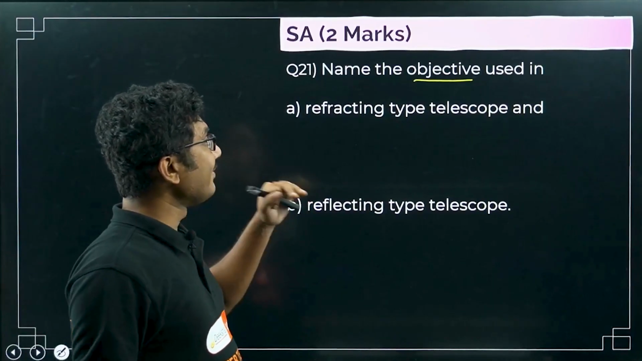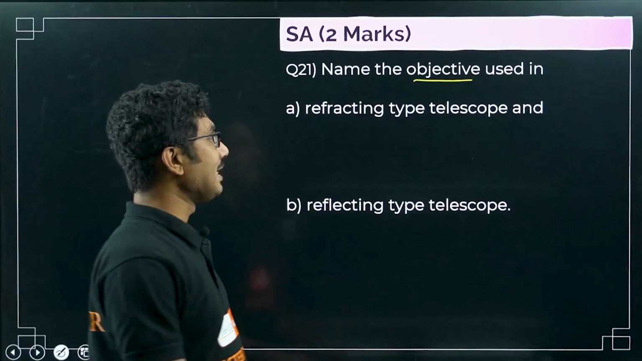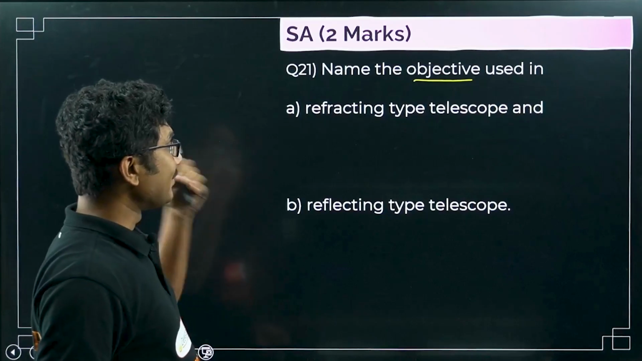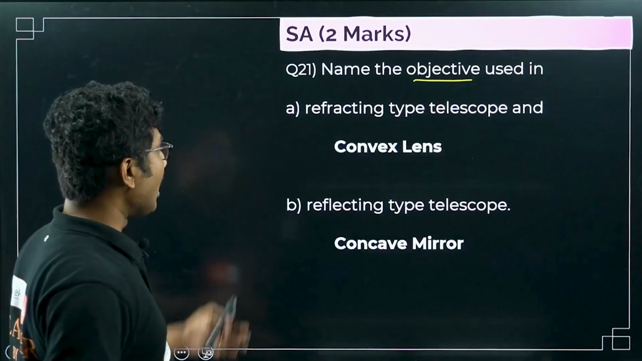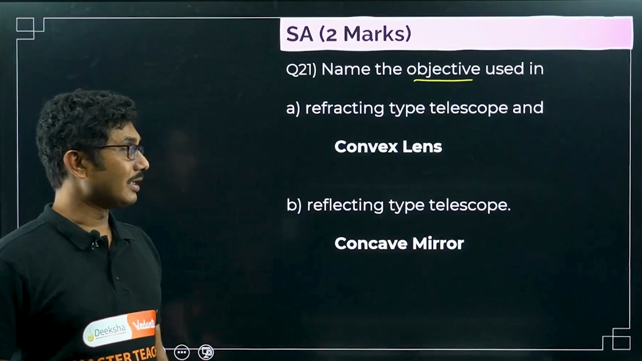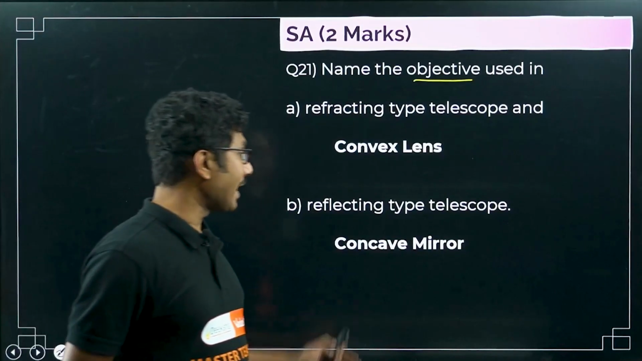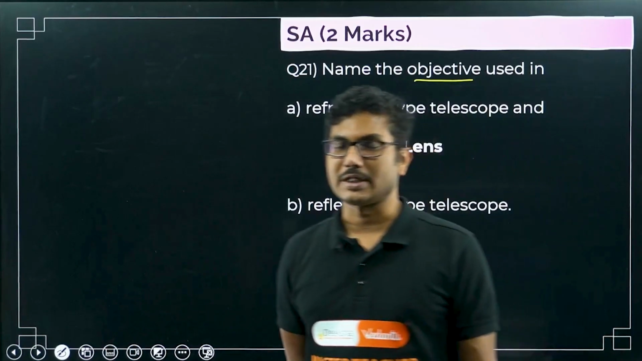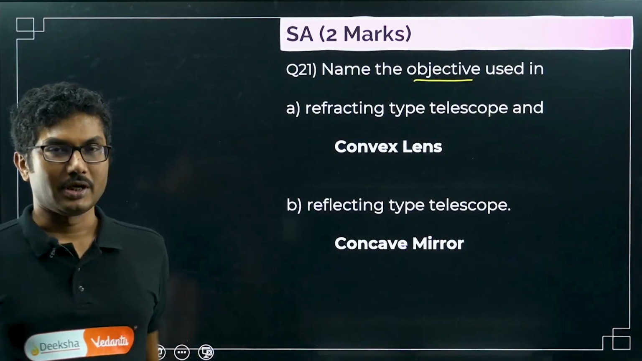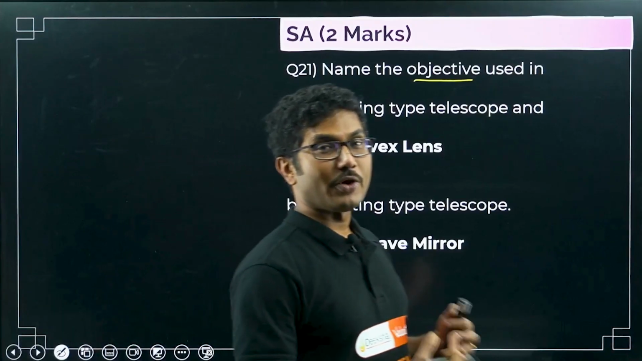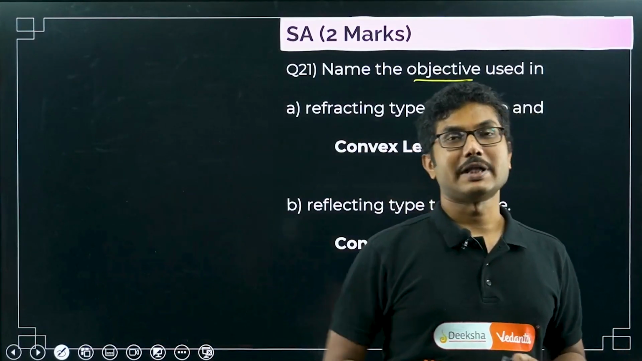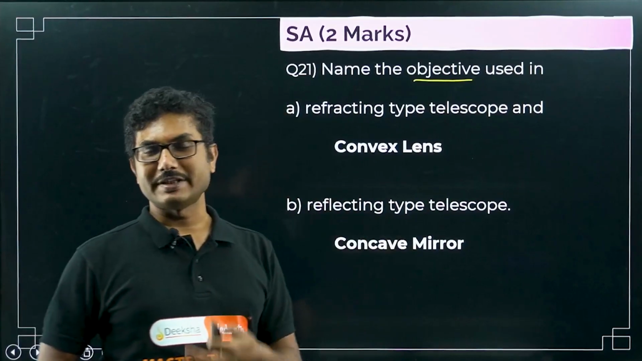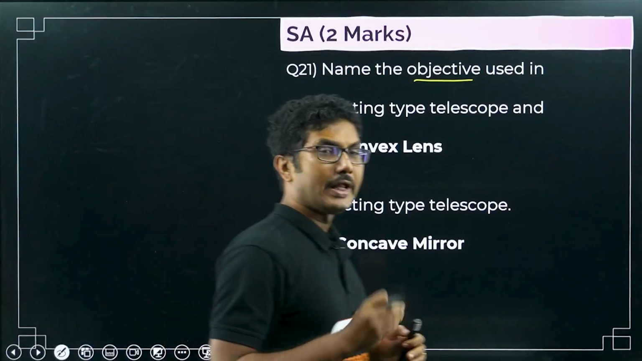So name the objective used in refracting type telescope and reflecting type telescope. What is the objective used in a refracting type telescope? A convex lens is used as the objective in a refracting telescope, and in a reflecting telescope, as I mentioned earlier, a concave mirror is used as the objective. Objective means the first device from where the light from the object falls on it. So the lens or mirror which is facing the object, from where the light is falling on it, that is called the objective.